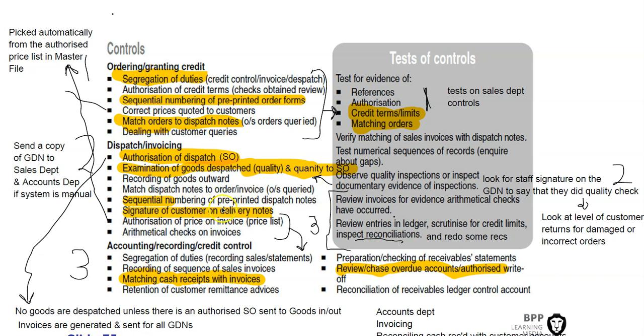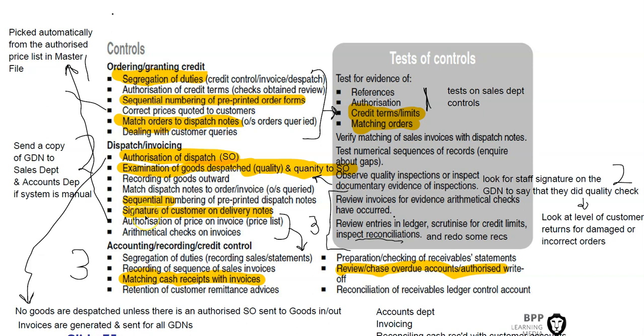And again, sequential numbering allows the auditor, or anyone, to test for completeness if there are any missing documents, so that's really important. And then we're looking for the signature of the customer on delivery notes, or at least the signature of the driver or the person delivering the goods if we can't get the customer.